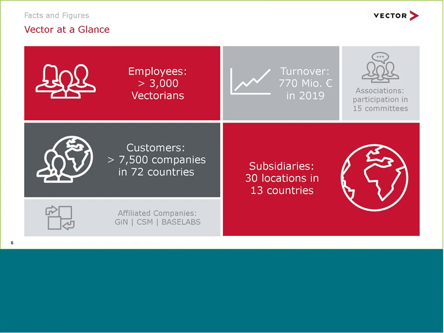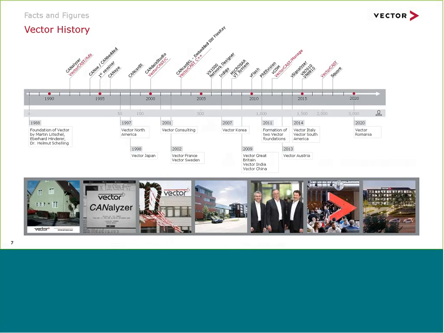So, I'd like to start with a few facts about Vector. We have subsidiaries in 13 countries and more than 3,000 employees which support more than 7,500 customers worldwide. Vector has several product lines, but we will focus on the VectorCast product family today.